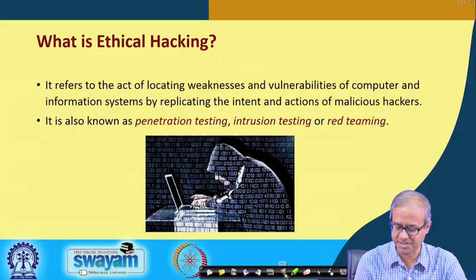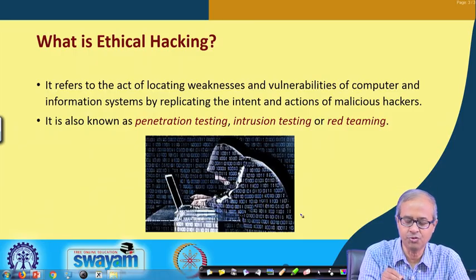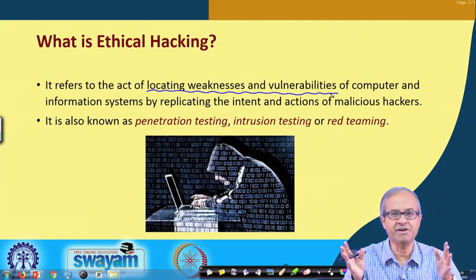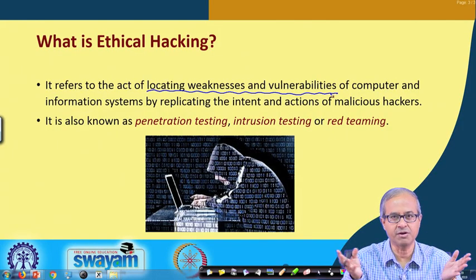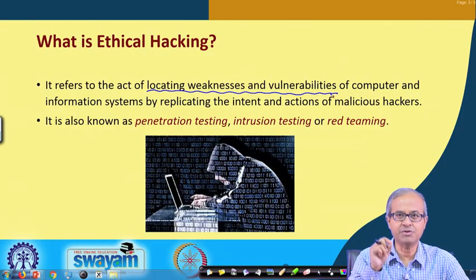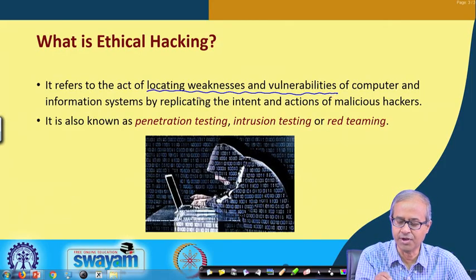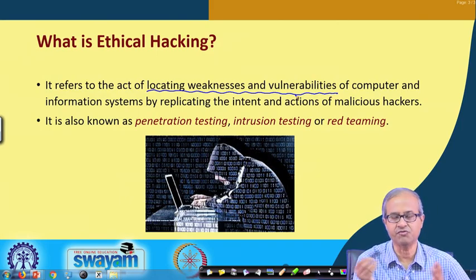Well, ethical hacking, as per the definition, essentially refers to locating the weaknesses and vulnerabilities. Suppose you have an organizational network, you have an IT infrastructure, you have computers which contain some software, some data, a lot of things. Now, you are trying to find out whether your infrastructure or network does have some weak points or vulnerabilities through which an actual hacker can break into your system, into your network. So, ethical hacking is the act of locating weaknesses and vulnerabilities in computers and information systems in general. It covers everything, it covers networks, it covers databases, everything.